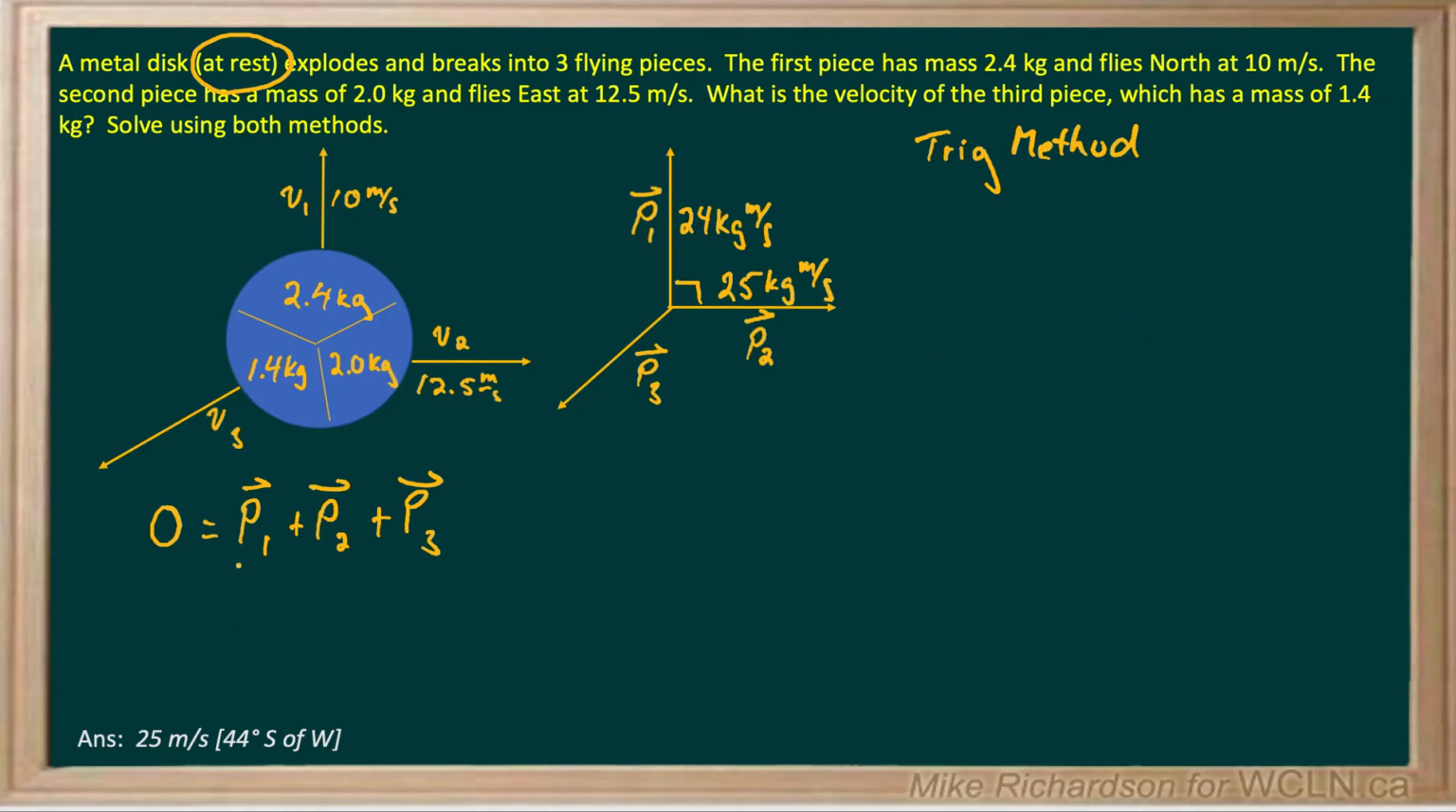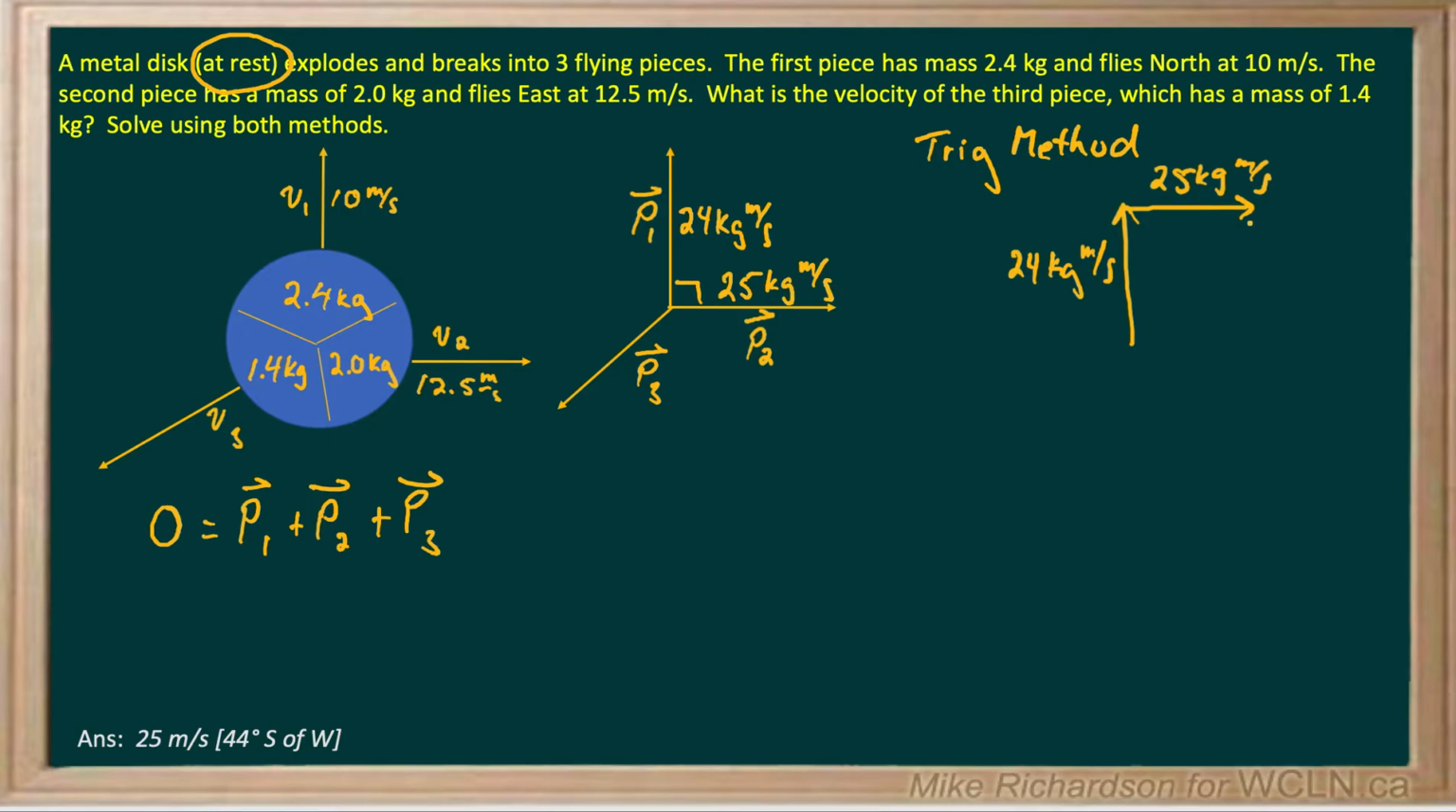So the trig method is telling us that those 3 vectors have to be added together tip to tail. So let's go for it and make our picture. So P1 straight up, and its value is 24. And at the tip of P1, I'm going to start P2, and it's to the right, and its value is 25. Now let me just move P2 out of the way so we have a better looking picture.